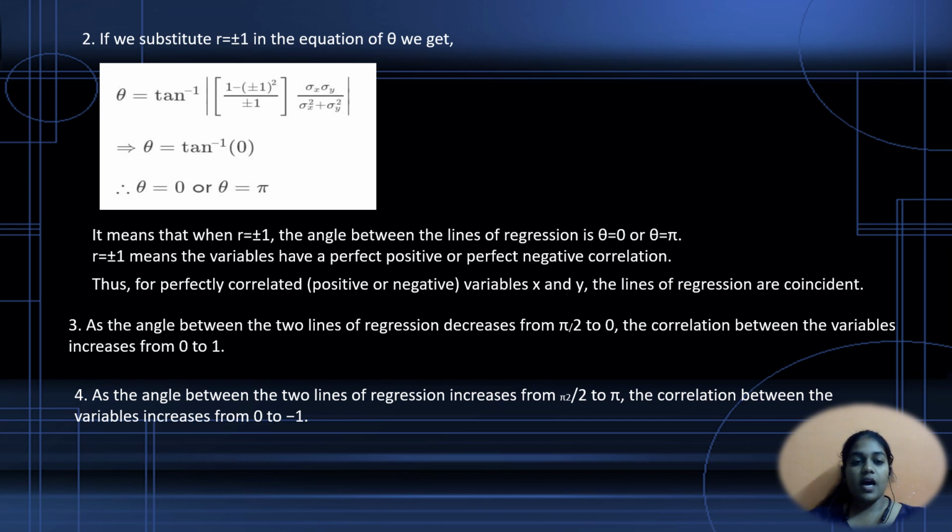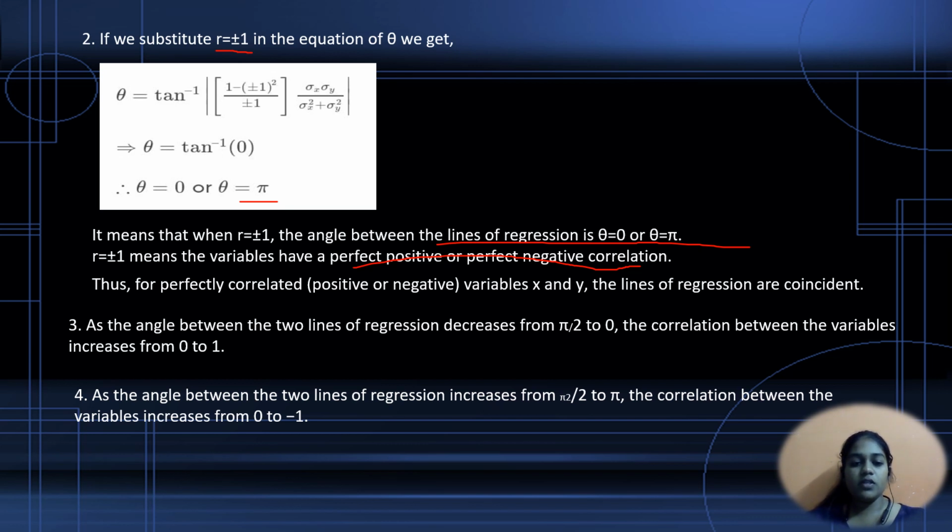If we substitute r is equal to plus or minus 1 in the derived formula, theta is equal to tan inverse of 0. Then we get theta is equal to 0 or theta is equal to pi. So the angle between the lines of regression is 0 or pi, which means r equal to plus or minus 1 indicates perfect positive or perfect negative correlation. Thus, for perfectly correlated variables x and y, positive or negative, the lines of regression are coincident.